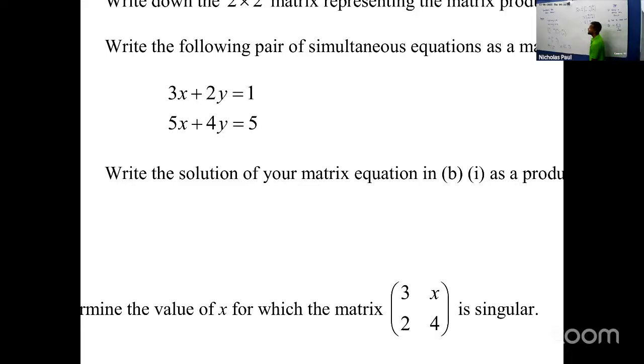Solve that here. 3x plus 2y is 1, 5x plus 4y is 5. The question said you make it a matrix.